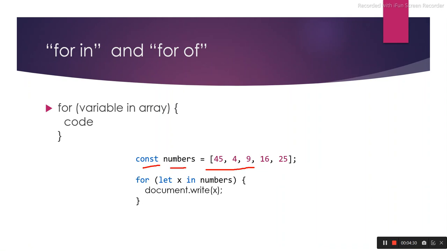And here I have written a for loop: let x in numbers, where x is a variable. Then I am writing document.write of x. Those who have studied Python might know what is happening with this for loop. Now let's see what is happening with this JavaScript statement.